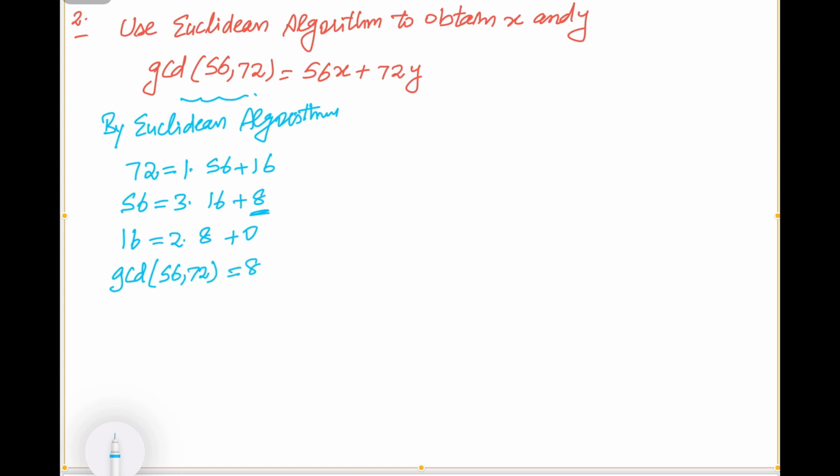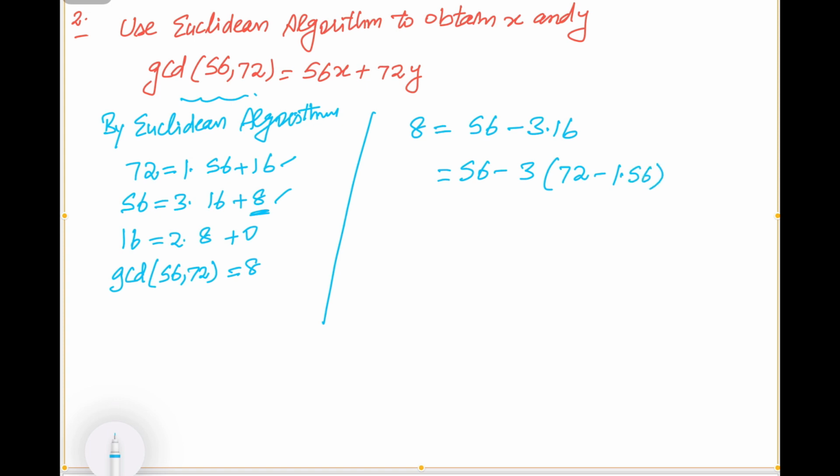Now we express 8 as the linear combination of 56 and 72. So for that, from second equation, 8 equals 56 minus 3 times 16. And now we eliminate 16 using first equation. So 56 minus 3 times (72 minus 1 times 56). So combining the same terms, 56 minus 3 times 72 plus 3 times 56.